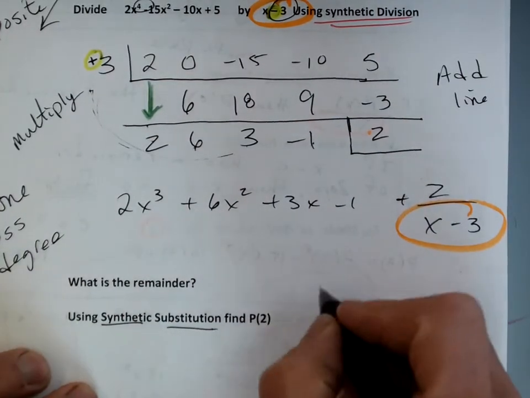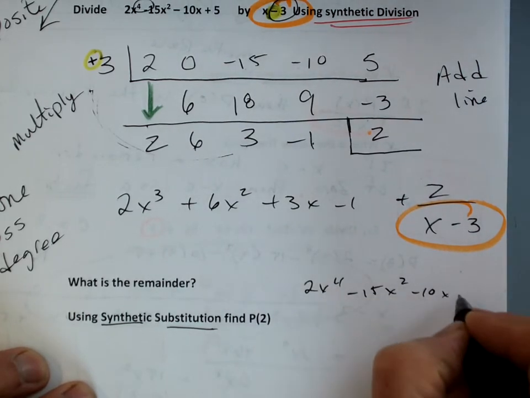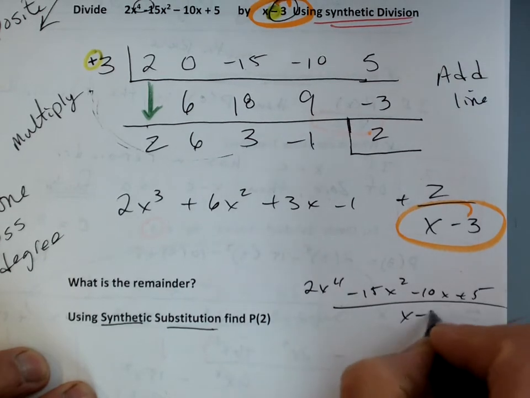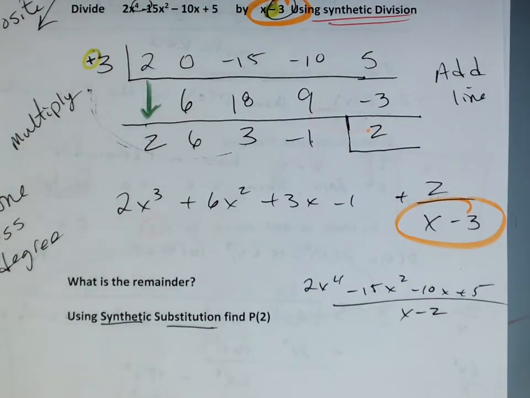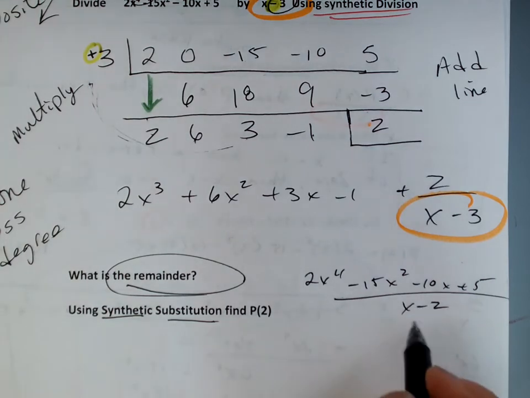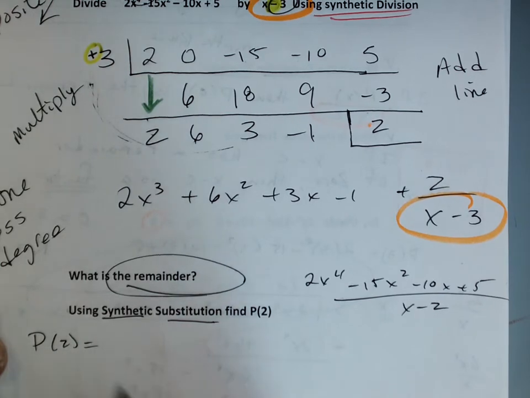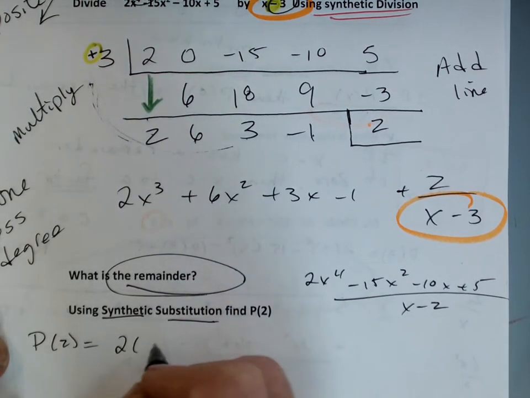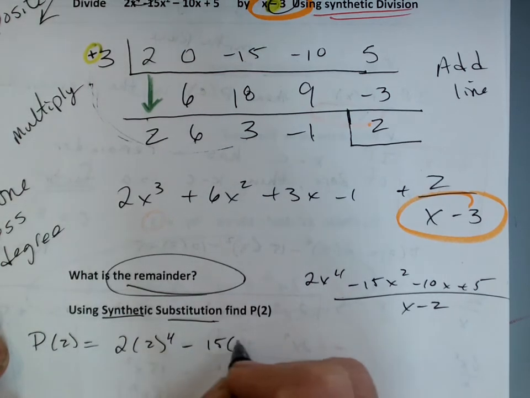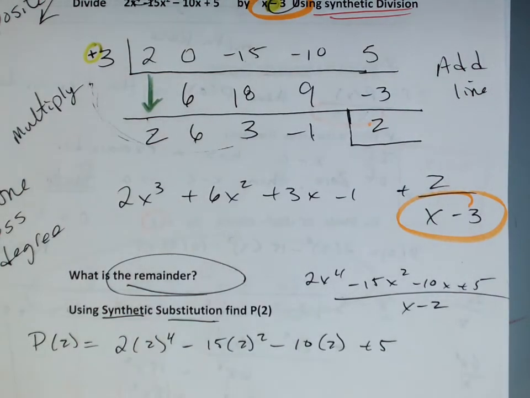We could take 2x to the 4th minus 15x squared minus 10x plus 5, and we could divide this by x minus 2. We could, but to get the remainder, I don't want to. So instead, if all we need is the remainder, that's all I need. Let's plug in 2. So if I go p of 2, I'm going to go 2 times 2 to the 4th power minus 15 times 2 squared minus 10 times 2 plus 5. And I'll get the remainder if I divided it. But I'm not going to divide it. I just want the remainder, right?